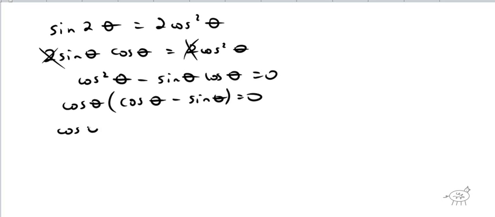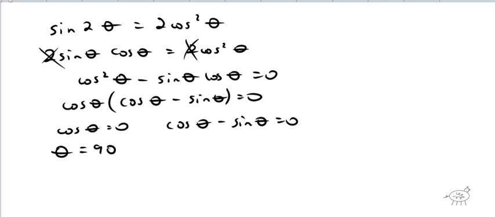So I get cosine of theta equals 0, and I get cosine of theta minus sine of theta equals 0. This first one's easy. Where is cosine equal to 0? We'll do degrees this time. So 90 and 270. Okay, that one's pretty easy, right? And this one's a little bit more challenging.